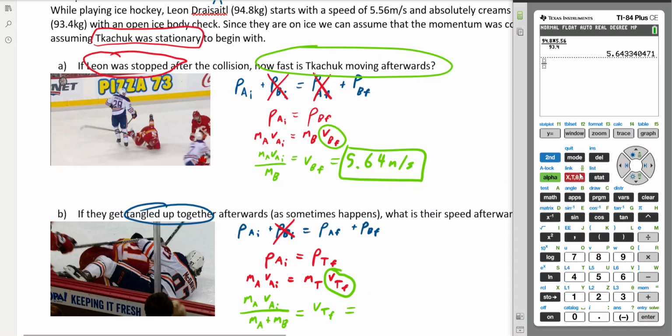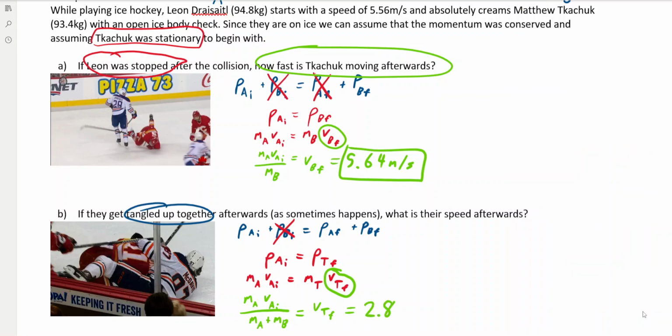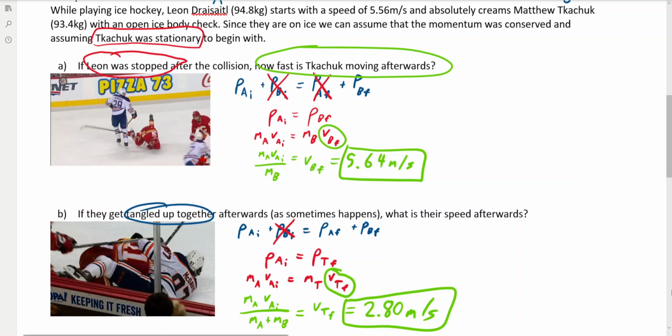So I'm going to make a fraction. And we get 2.80 meters per second. So if they tangle up together, they basically go half the speed. Not quite exactly, but roughly half the speed as before. Okay.